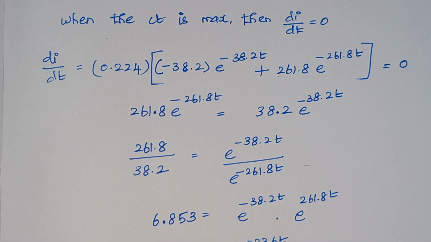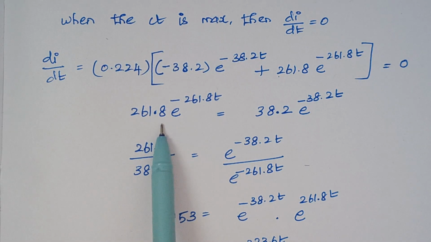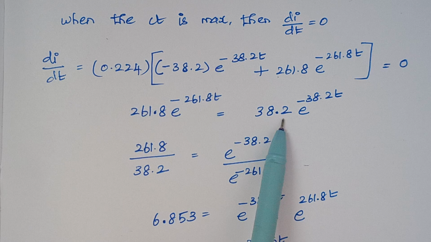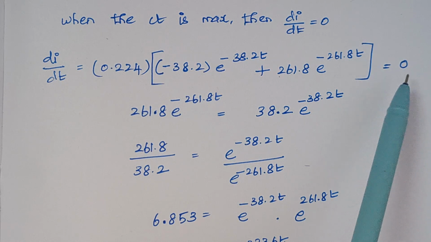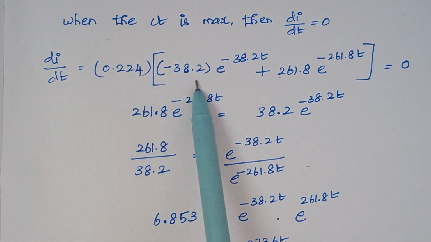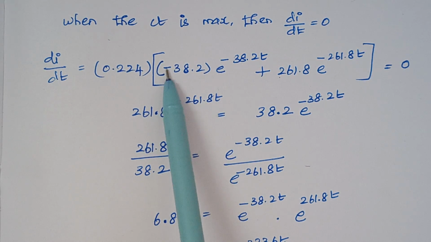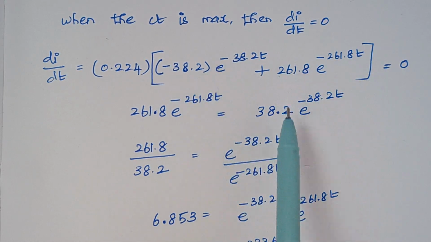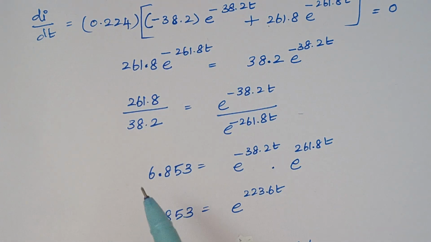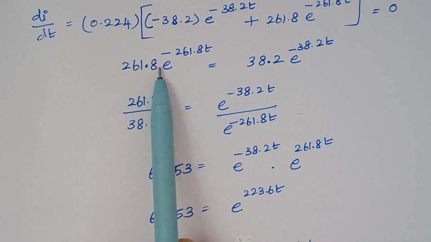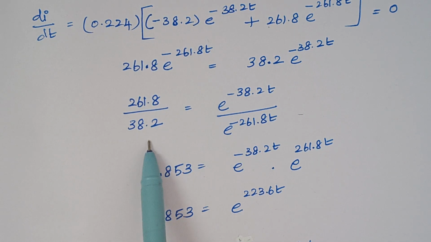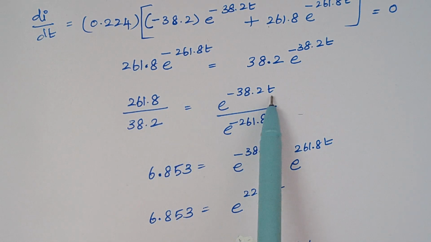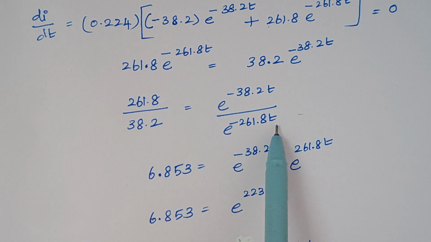So when you equate this term to 0, this is our expression here, because when you move this term to this side, 0 divided by anything is 0. Again, this expression is in negative form, so once you move this to the right hand side, this will become positive. Now again we are rearranging. We are bringing e terms together and constants together. So 261.8, this 38.2 comes in the denominator part, so divided by 38.2. So here e to the power minus 38.2t divided by e to the power minus 261.8t.